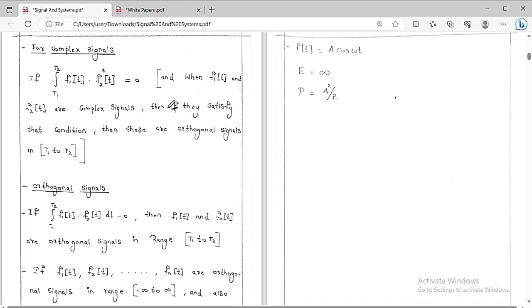But if you want the definition for real signals, just remove this conjugate, and in place of T1 put minus infinity, and in place of T2 put plus infinity. That's it. So this point you always have to keep in mind.